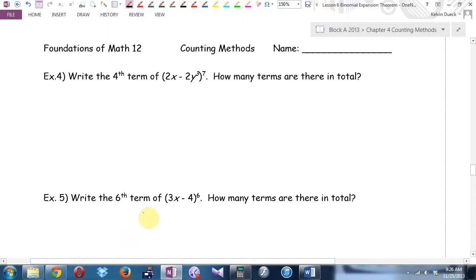Let's try example 4. What term do they want us to find? So what am I going to write down? And then off somewhere on the right, copying from my yellow formula sheet, I'll write term k plus 1 equals n choose k, a to the n minus k, b to the k.